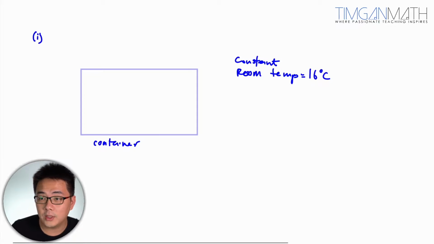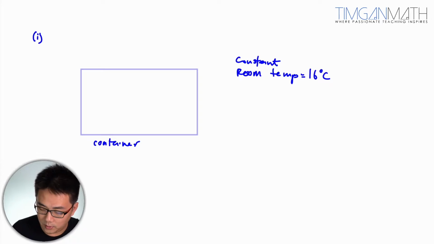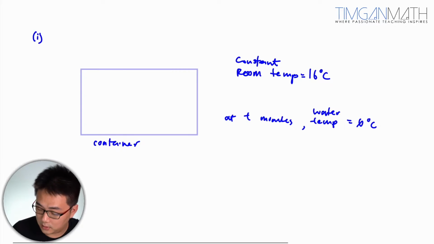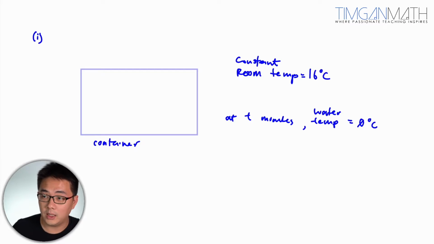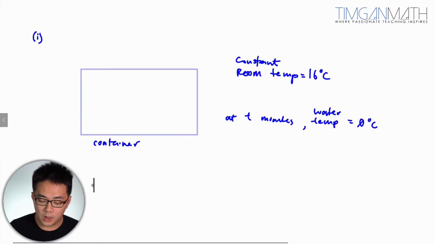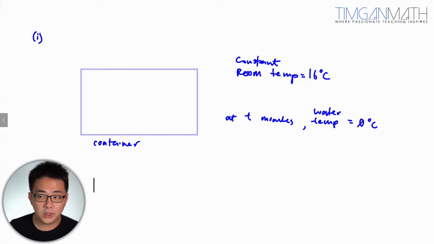So then, after T minutes, you know that it will be a function, and the water temperature will just be theta Celsius. Okay, so that's one. Then the temperature decreases at a rate proportional to the difference between the temperature. Okay, this sentence here is actually important. Let me just type out this sentence: the temperature decreases at a rate proportional to the difference between the temperature of water and the temperature of the room.